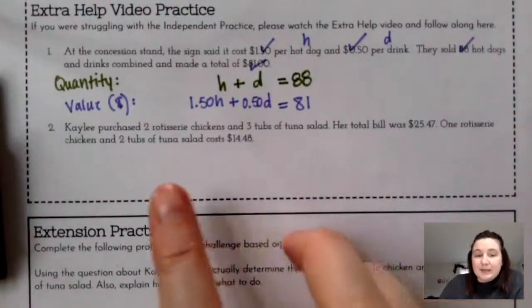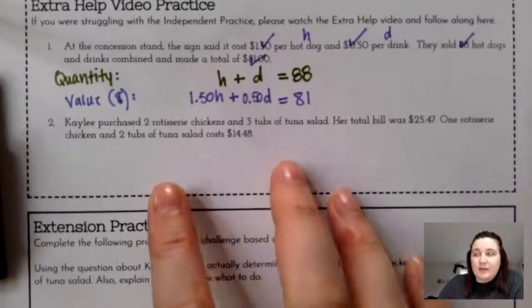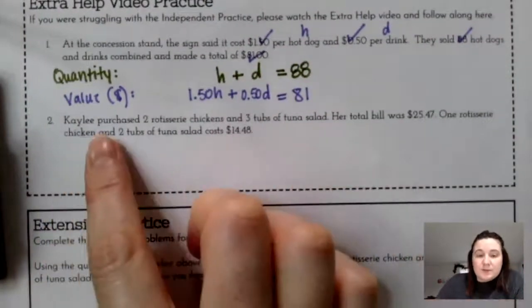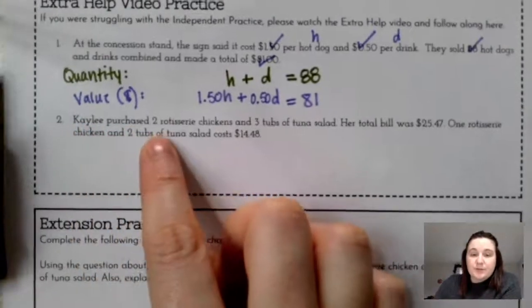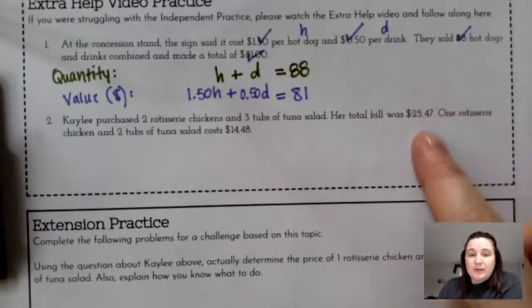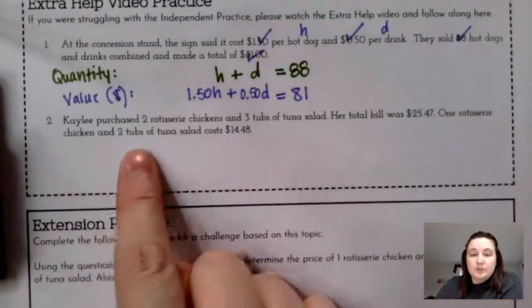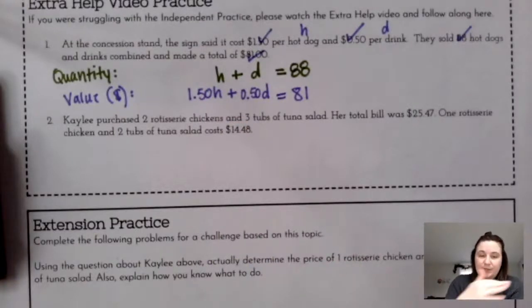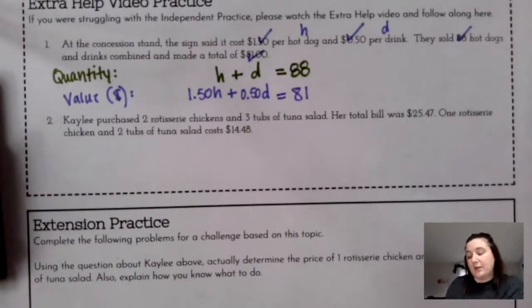For this second example, it's kind of like the Hawkins Middle School one. So this one says, Kaylee purchased 2 rotisserie chickens and 3 tubs of tuna salad. Her total bill was this amount. And then we know 1 chicken and 2 tubs of salad cost this amount. So there's clearly two separate situations. There's one purchase and then there's another purchase.